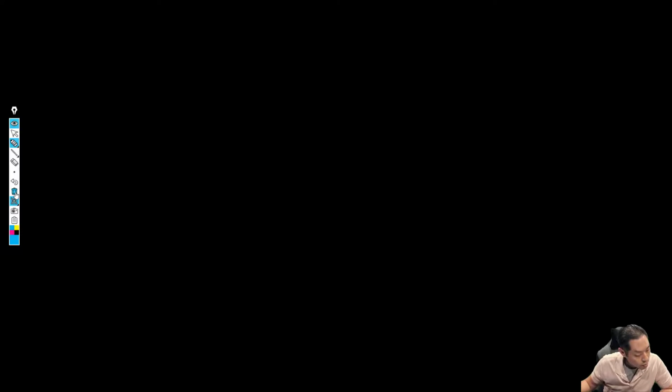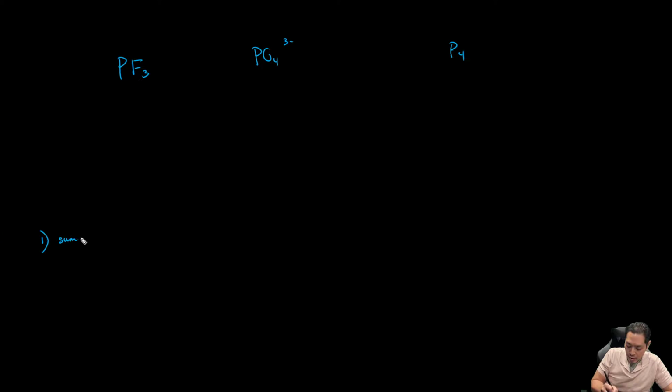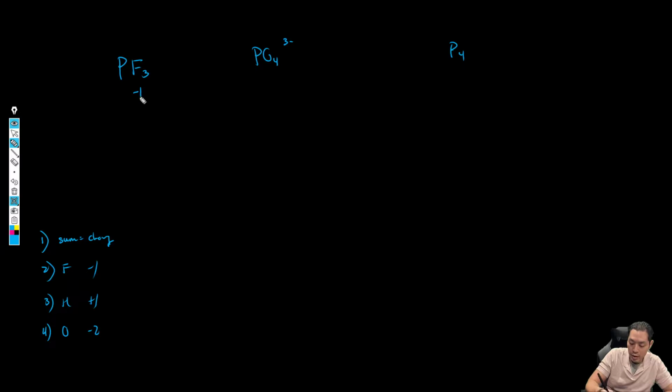All right, for the next one, problem C, we want to know the oxidation numbers of PF3, PO4 3-, and then P4. When we're talking about this, we're just looking at the relationship between the two. So phosphorus is bonded to 3 fluorides. For each one of these, remember the rules: the sum is going to equal the charge. Fluoride is -1. Hydrogen is +1. Oxygen most likely is -2.